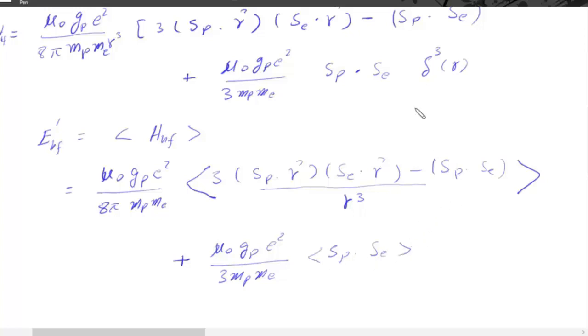Okay, and now this delta function, because the delta function is the wave function at the origin, the modulus square. Okay, and then we can write here, this is the ψ₀, this is the ground state. Okay, and its modulus square, because this delta function is the wave function at the origin, this is the modulus square.